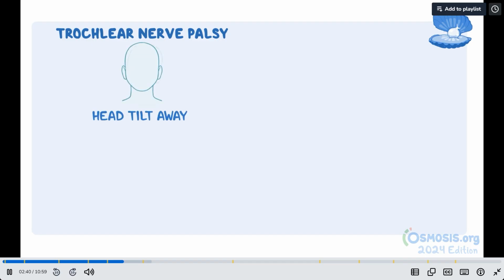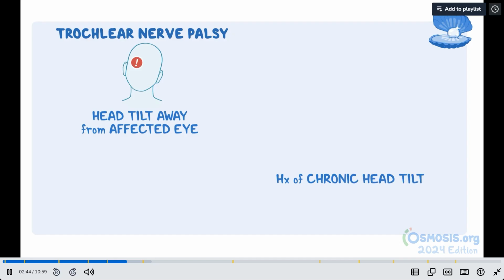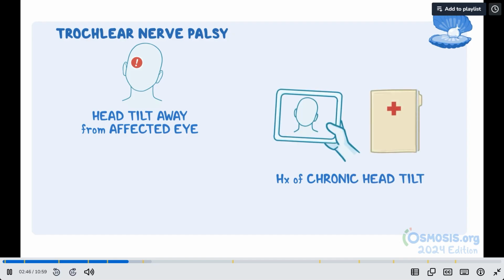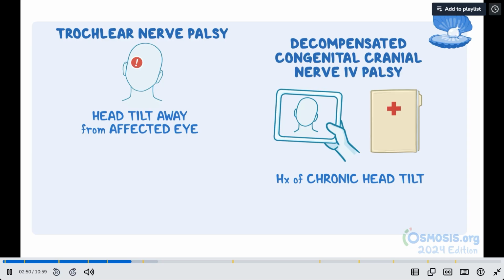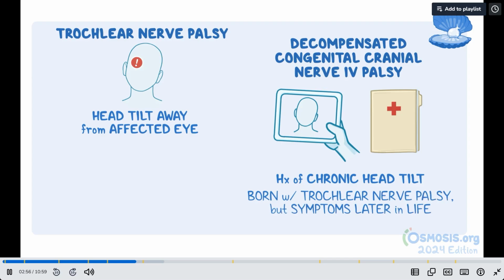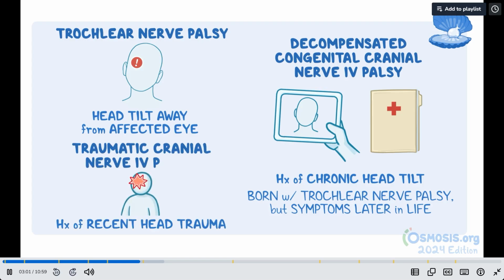Here's a clinical pearl. In trochlear nerve palsy, the patient will likely have a head tilt away from the affected eye. If there is a history of chronic head tilt, which might be present in photos or by report, they have decompensated congenital cranial nerve 4 palsy. In this case, they were born with trochlear nerve palsy, but experienced symptoms later in life. On the flip side, if history reveals a recent head trauma, you are dealing with traumatic cranial nerve 4 palsy.